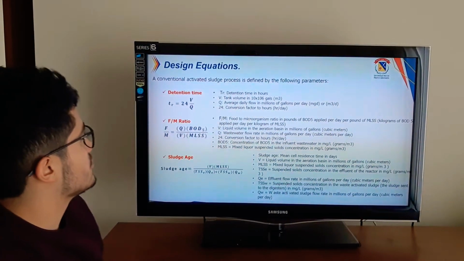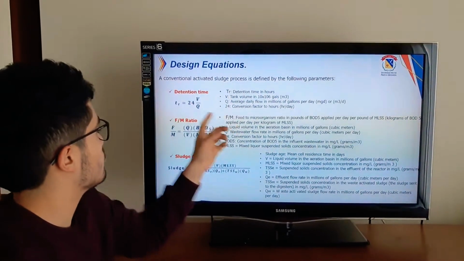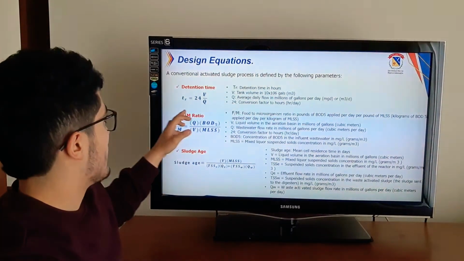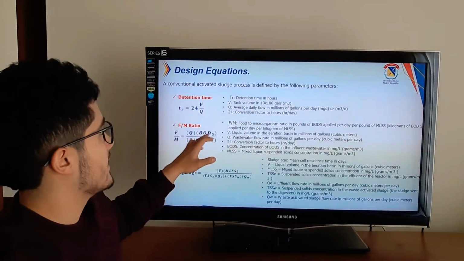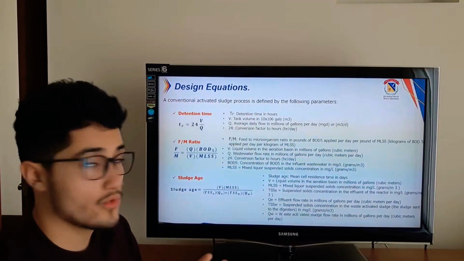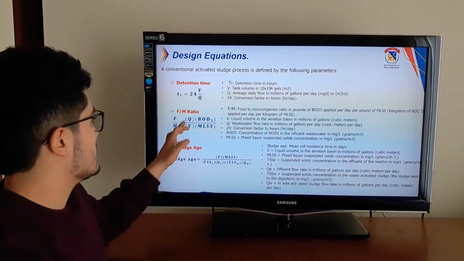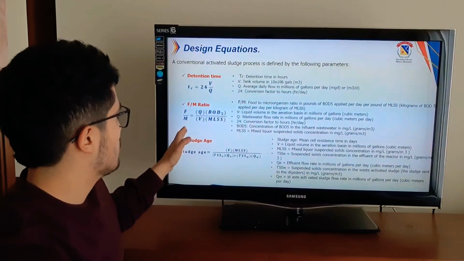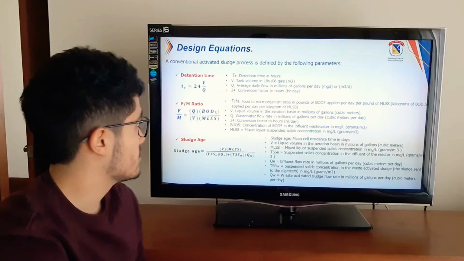Here we have the design equations to calculate the parameters previously explained. First we have the detention time, which will be equal to 24, a conversion factor to hours, multiplied by the relation between the tank volume and the flow. Second, we have the food to microorganisms ratio, which will be equal to the wastewater flow multiplied by the BOD5 concentration in this wastewater, divided by the liquid volume in the aeration tank multiplied by the mixed liquor suspended solids concentration.